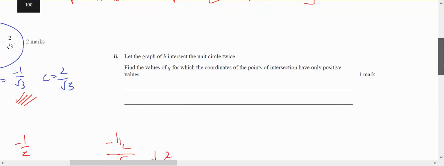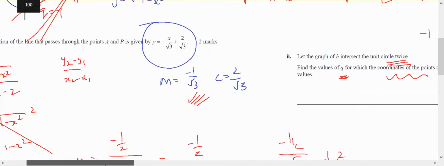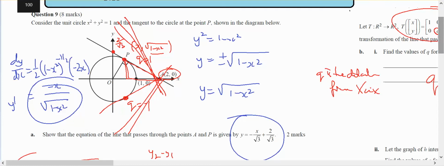Okay, part 2. Let the graph of H intersect the circle twice. So I know my Q is between negative 1 and 1, except 0. Find the Q for which the coordinates of the points of intersection only have positive values. Okay, so over here is no good because while my y is positive, my x is negative. Over here is no good. Down here is no good.